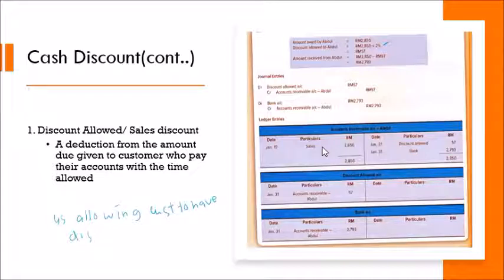Okay. So the next account is discount allowed, which has a debit of account receivable of 57. The next ledger account is bank, which has account receivable on the debit side amounting to 2,793. Okay, so next slide.